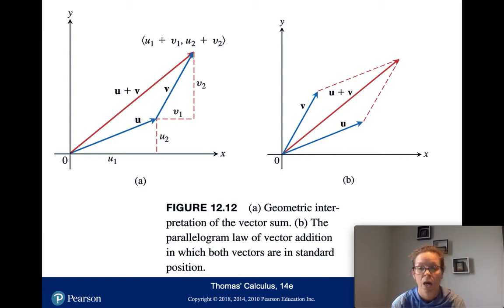In B, we have both of them in their standard form. So if we wanted to redraw them in that tail to tip, that's what those diagonal lines would be. We could take vector v and move it over so that it originates at the end of u and gives us then that u plus v vector. You'll have some problems that ask you to visually think about relocating them tail to tip and what that sum would be.